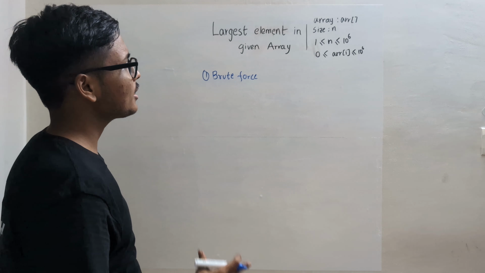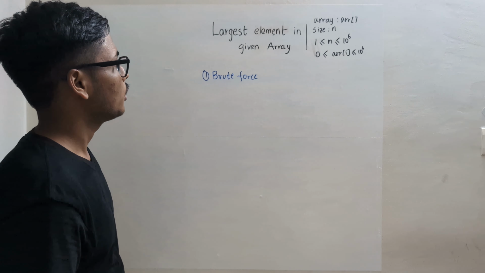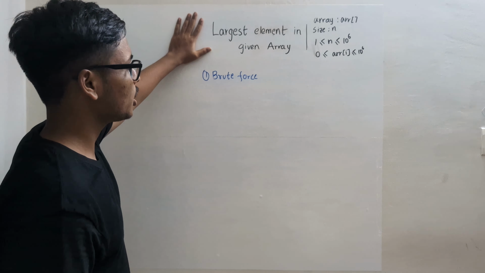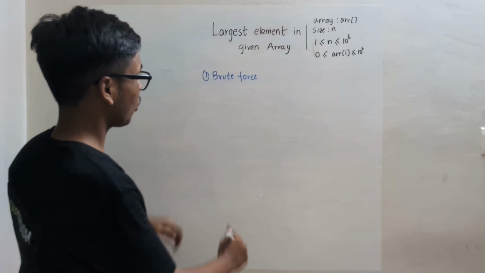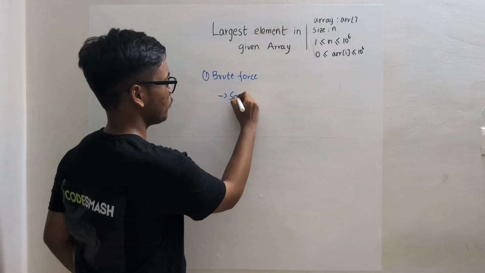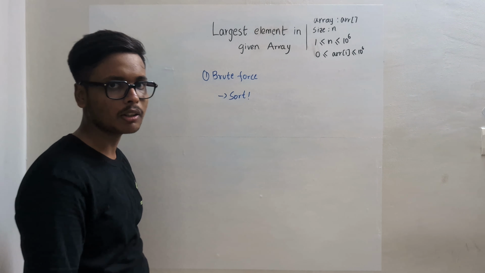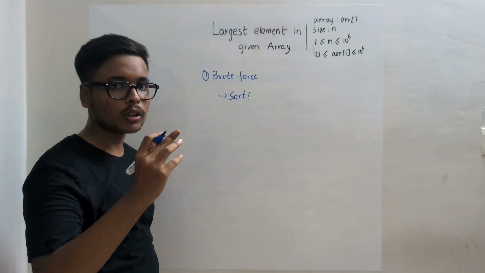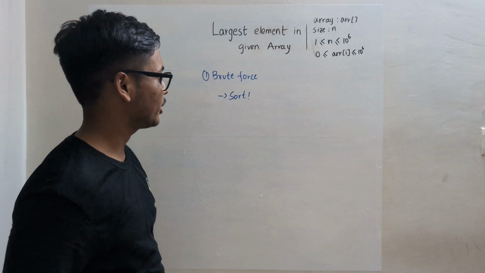So what will be the basic idea that anyone will get? They are asking to find the largest element in an array. So if we sort the array in ascending order, then the last element of the sorted array will be the largest element, right?